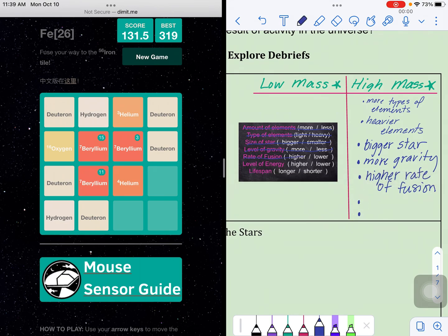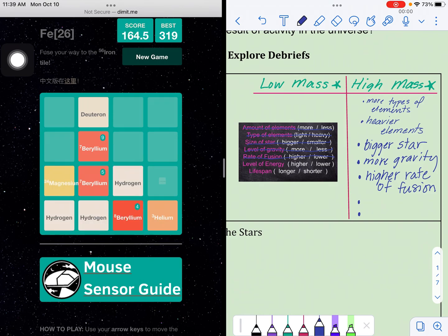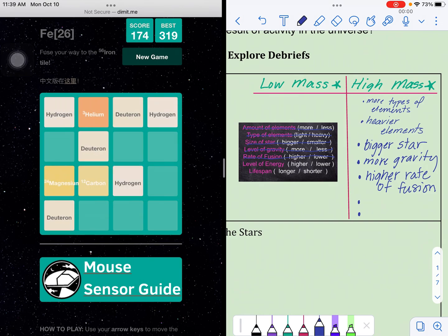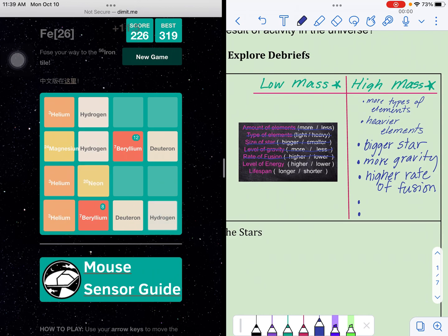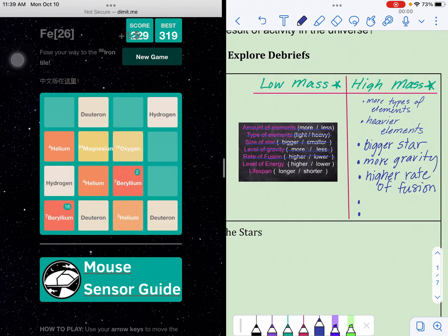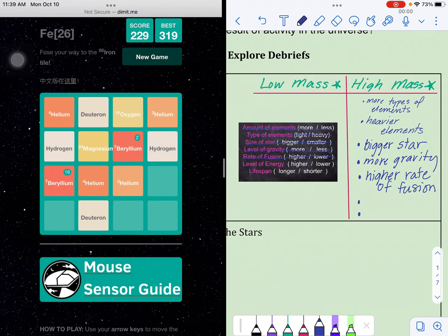Down to 2 more. Level of energy. Again, in the game, how did we know what kind of energy was happening with our star? Well, that came from our score up here. So as I'm doing a higher rate of fusion and pulling elements together at a faster rate, what is happening to my score? We can see it continually going up here. So that means I'm thinking about my level of energy being much higher.